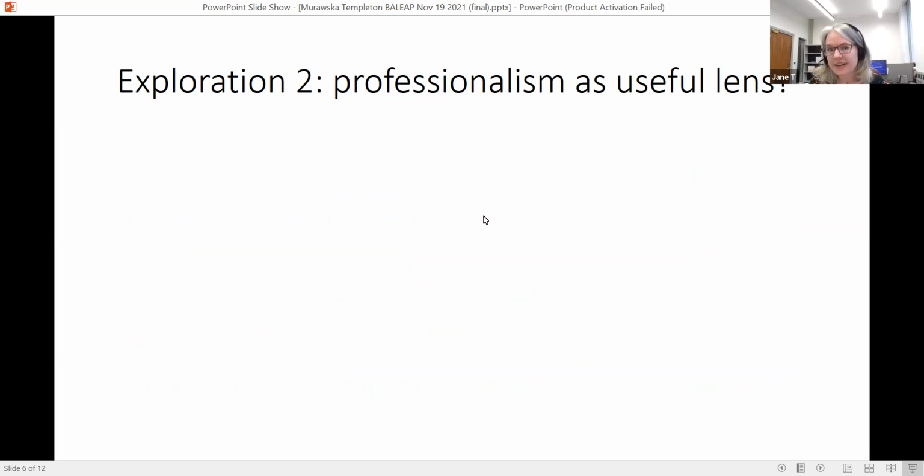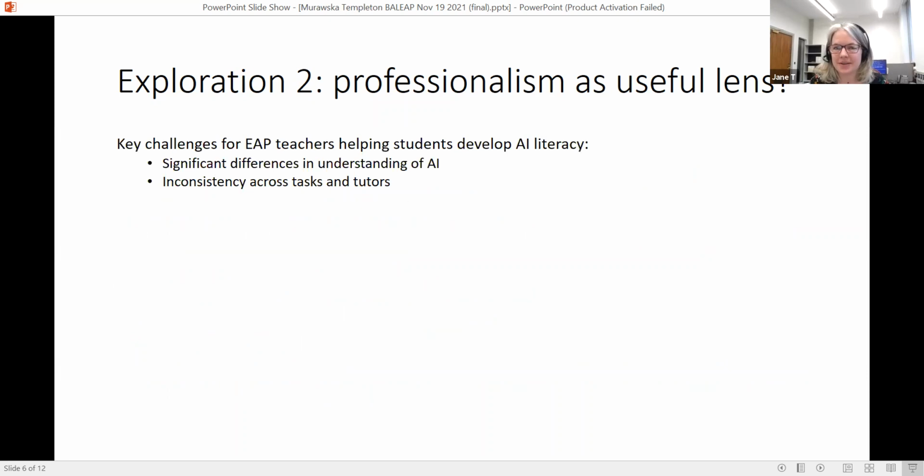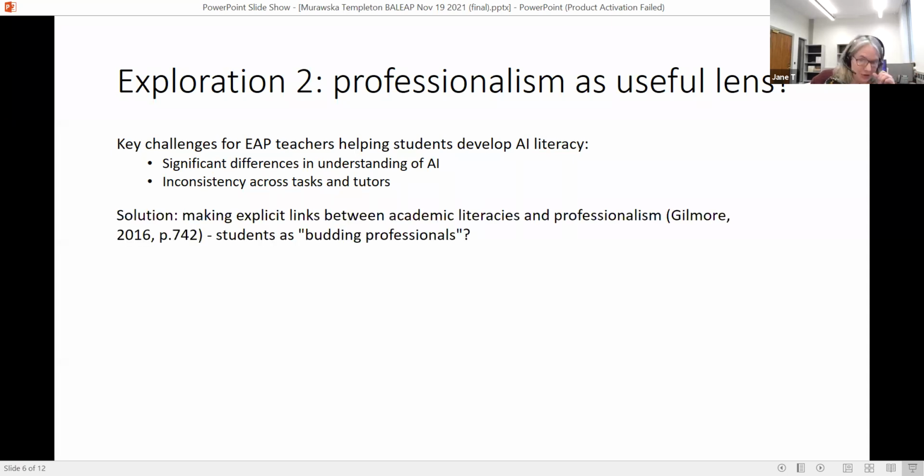From my perspective, Anna has identified the key challenges for people in our position trying to help students in unfamiliar disciplines develop academic integrity literacies: there are significant differences in understanding between us and students and them, but also inconsistencies across tasks and tutors. And I don't think it should be underestimated how much more difficult this makes our job. But I think Anna has also touched upon a potential solution, and it's that solution that I would like to explore briefly now, which is the making of explicit links between core academic literacies and professional contexts, values, attributes, and standards, encouraging students to see themselves as budding professionals or as practicing professionals.